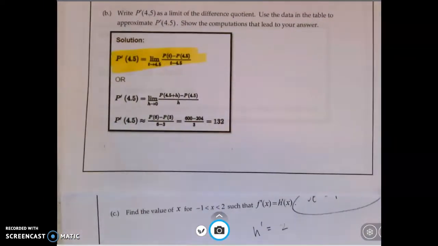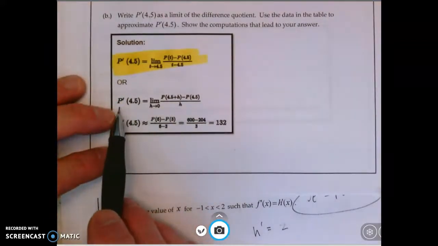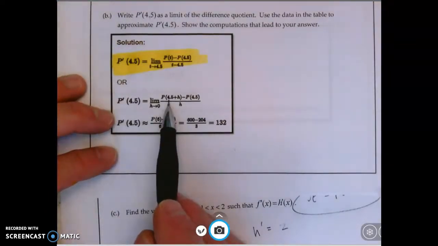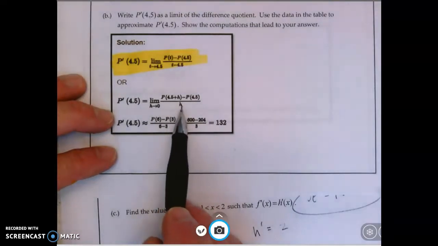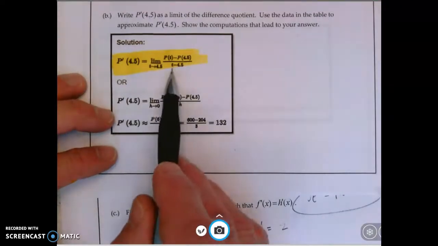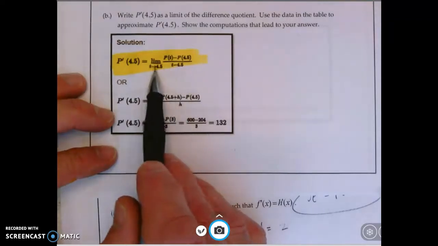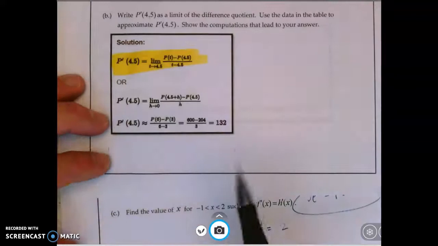That's the direct valuation. In this case, this is more of our traditional way where we have P prime of 4.5. Our original value is 4.5. Our h is being added here. We're dividing by our h, and our limit is as h goes to 0. So if I have h in my denominator, my limit is h goes to 0. If I have something like t minus 4.5 or x minus 3, then my limit is that variable going to that same value. So really this limit is going to make my denominator go to 0. That's the big key.